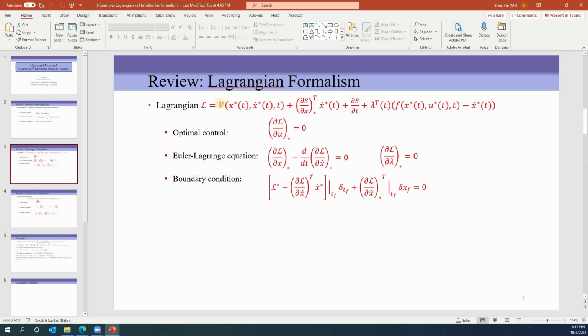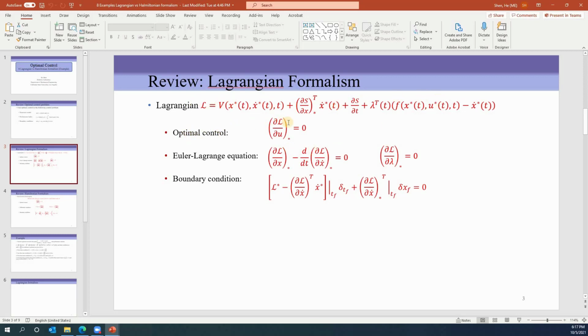So let's look at the Lagrangian formalism. The Lagrangian formalism defines the Lagrangian function L as V plus these 2 terms together, that is ds/dt. ds/dt can be decomposed into 2 terms: one is partial S, partial x, times x dot, plus partial S, partial t, plus lambda transpose times g. The g describes the constraint, which is also the dynamics. G is equal to f minus x dot. So this is how we define the Lagrangian function.